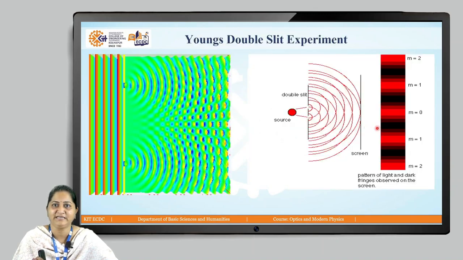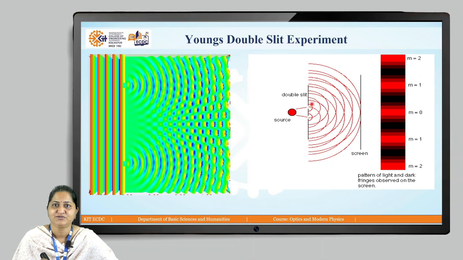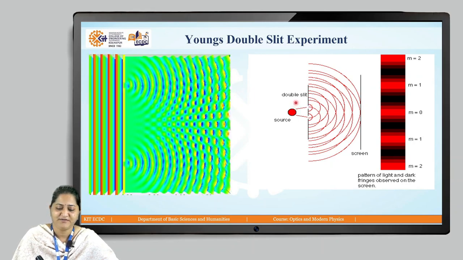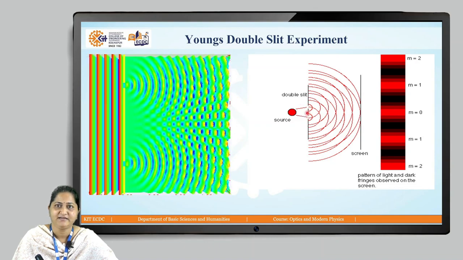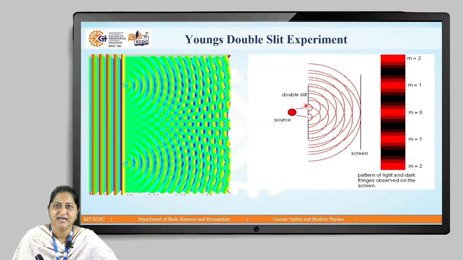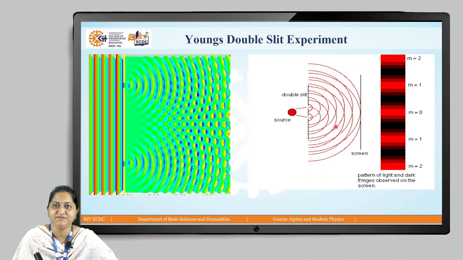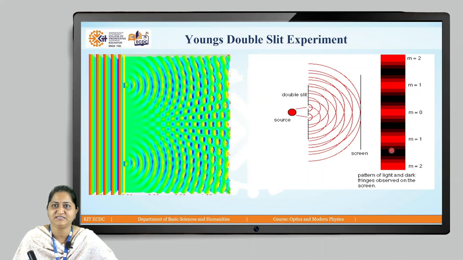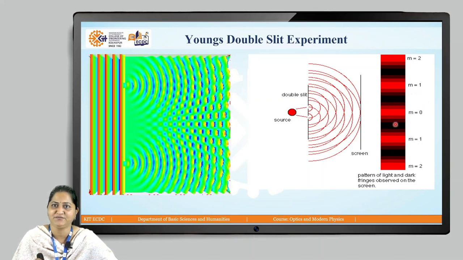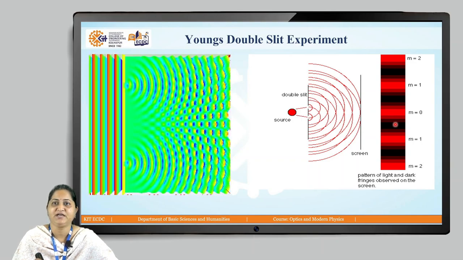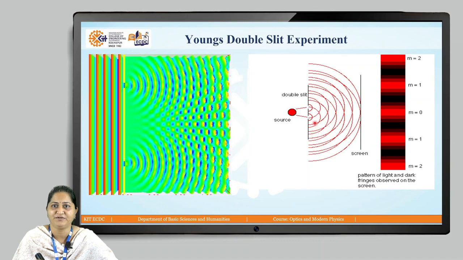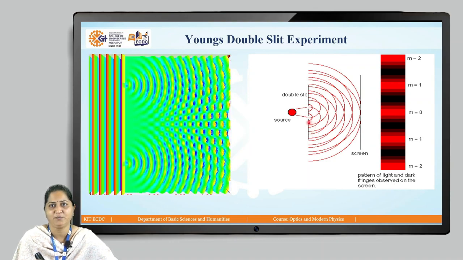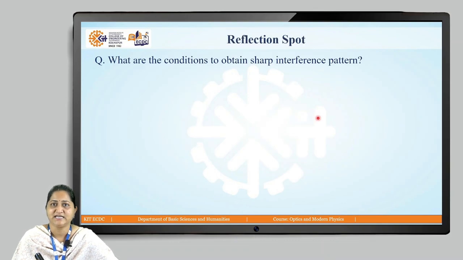It can be more clear in this particular diagram. You can see here, this particular wavefront gets divided by these two slits, and then these two wavefronts interfere with each other, and you can see this interference pattern as alternate bright and dark fringes. So this particular interference is obtained due to division of wavefront. This is one method by which we can obtain interference. There is another method by which we can obtain interference.